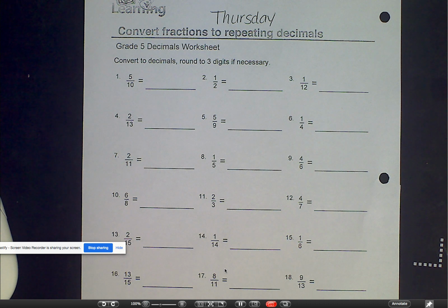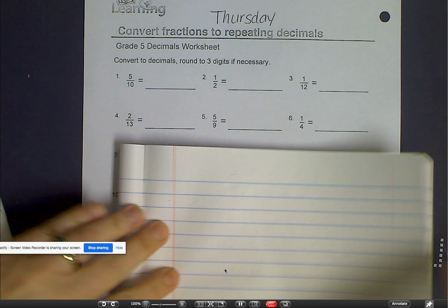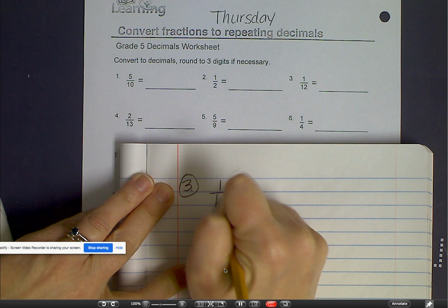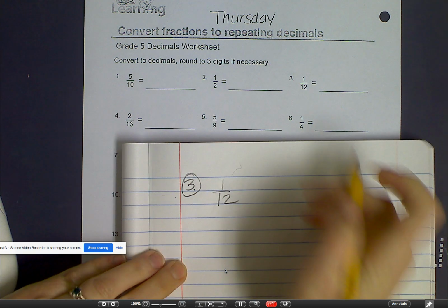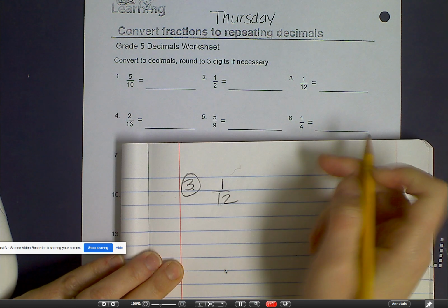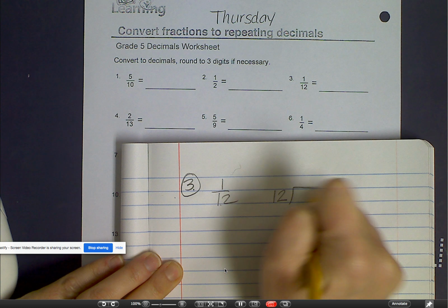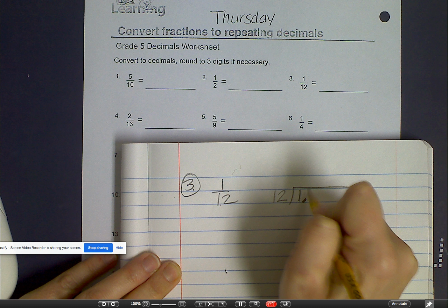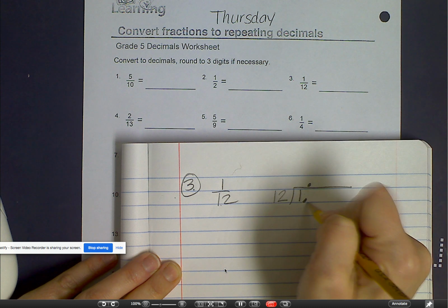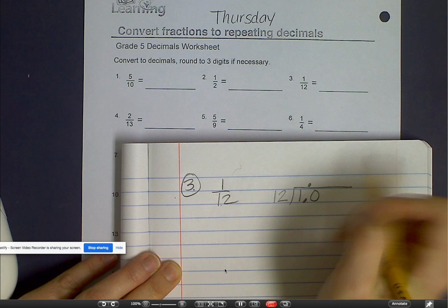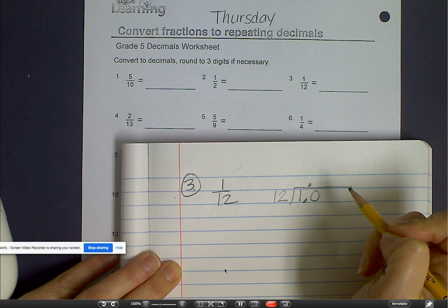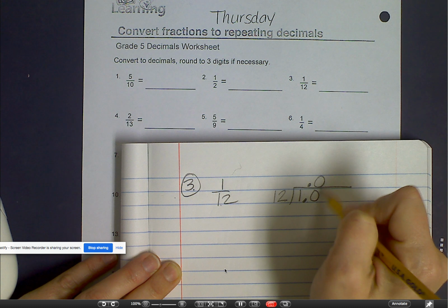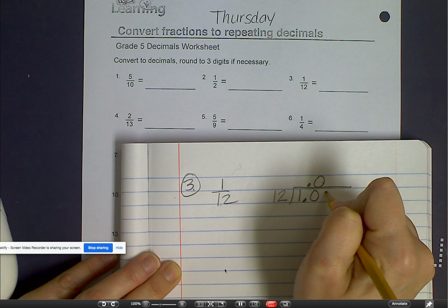So let's do number 4. Let's do number 3, actually. Number 3 is 1/12. So we've been learning that the 12 is the denominator, which is the dog, and he goes outside, right? So we've got 12 into 1, and then I'm going to add my decimal because I haven't changed the value. And then can 12 go into 10? No, but it's very important that you put a 0 there because it goes in 0 times, right? So then I'm going to just add another 0.